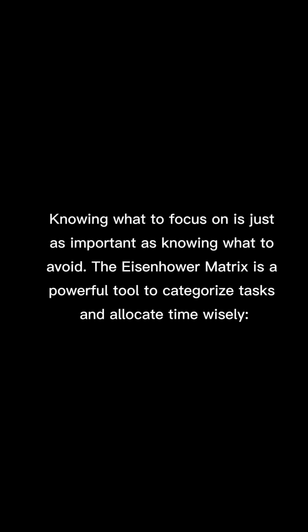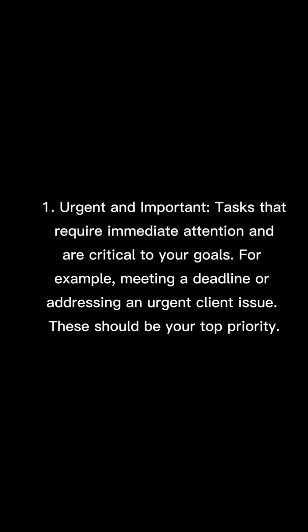2. Prioritize effectively. Knowing what to focus on is just as important as knowing what to avoid. The Eisenhower Matrix is a powerful tool to categorize tasks and allocate time wisely. 1. Urgent and important. Tasks that require immediate attention and are critical to your goals. For example, meeting a deadline or addressing an urgent client issue. These should be your top priority.